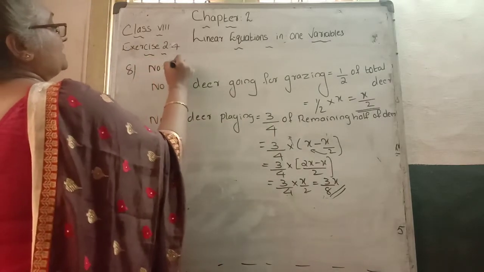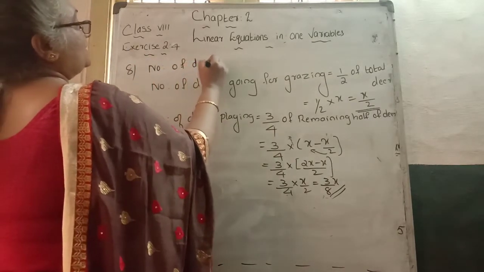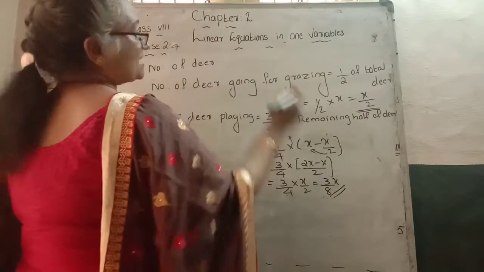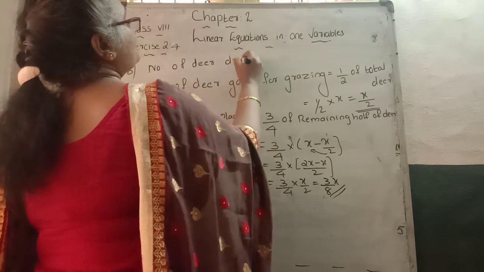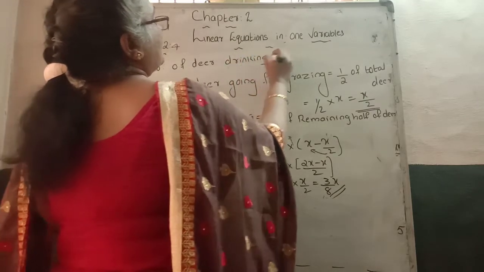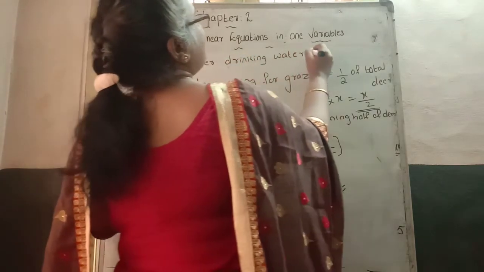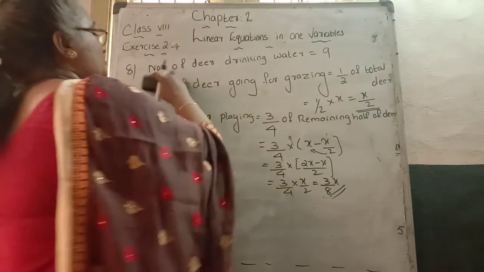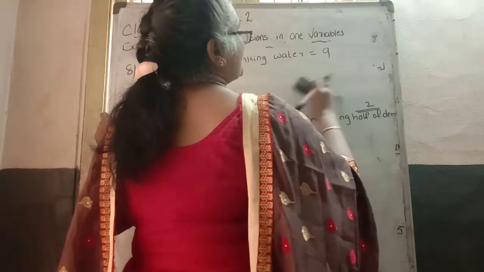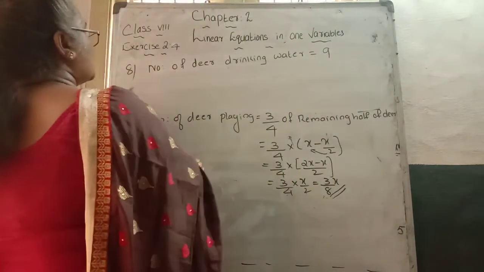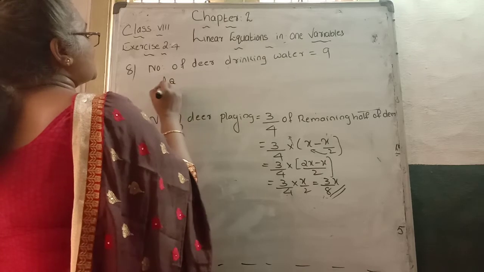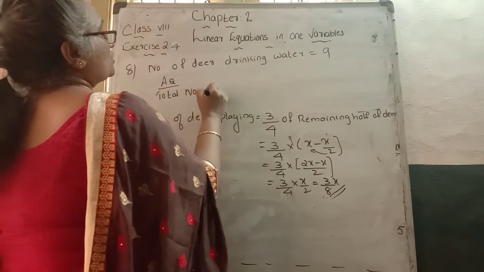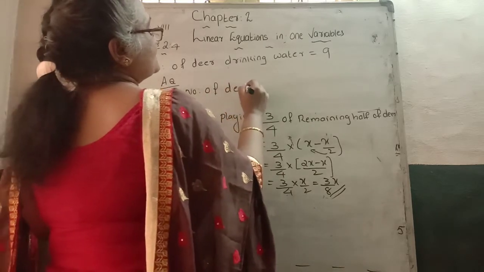The next step is what they have given: the number of deer playing is 3/8x. The number drinking water is equal to the exact number they gave, 9. According to the question, we want the total number of deer. We consider it as x.